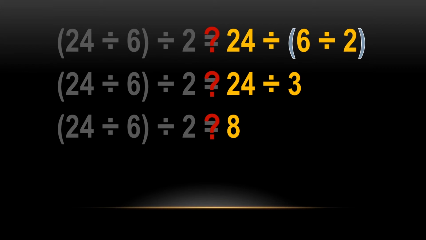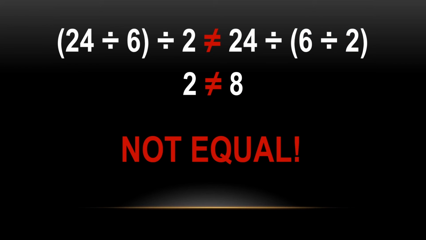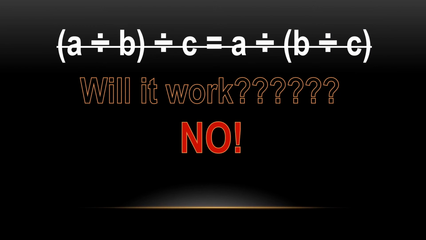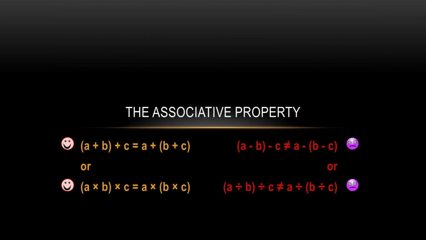Alright, so I know that 2 and 8 are not equivalent, so we cannot change the way we group numbers when we divide and get the same answer. And now we know. Addition and multiplication are associative operations, whereas subtraction and division are not.